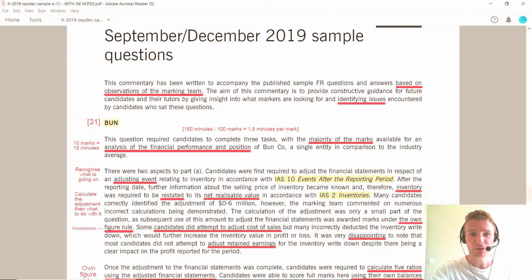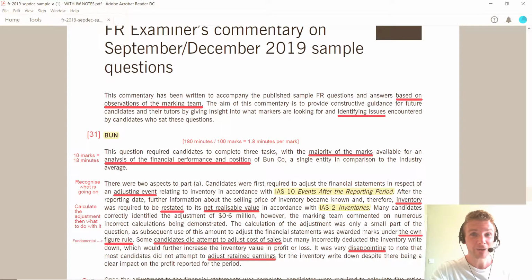So I'm just going to go through each of the ones on here as to areas that definitely will help you. This is based on the actual observations of the actual marking team. In other words, people who actually marked the financial reporting paper last year, these are the common features that they saw kept on coming up again and again and again. So you're not going to make that mistake because you're watching this video. We've got to identify the issues, and we're going to go through them now one by one.